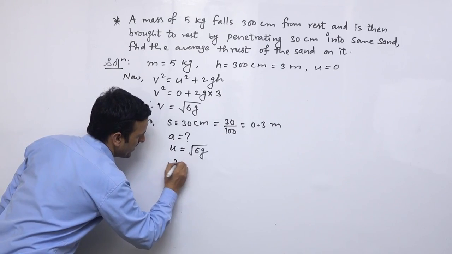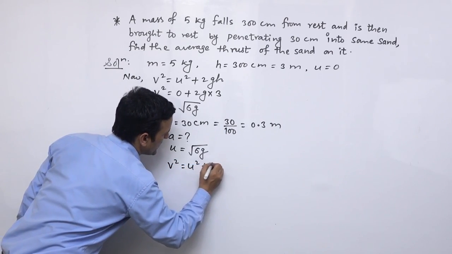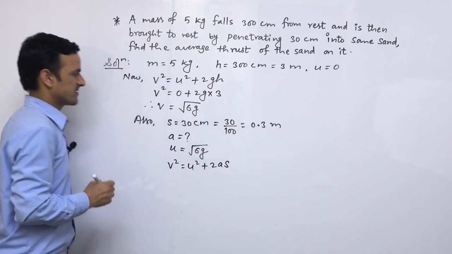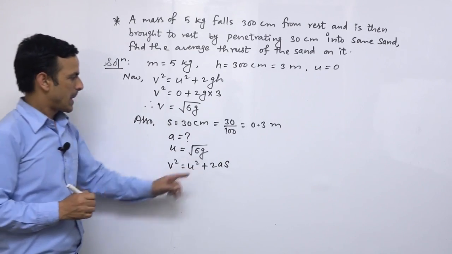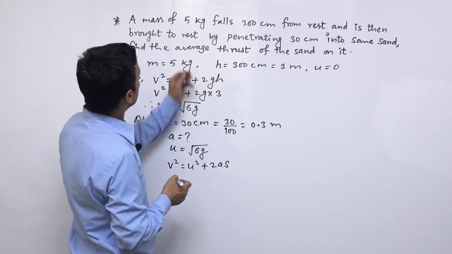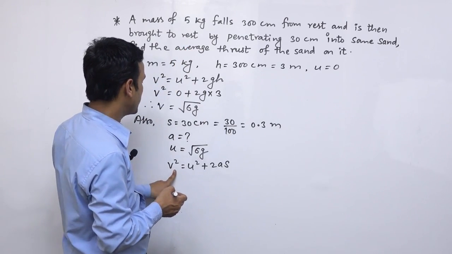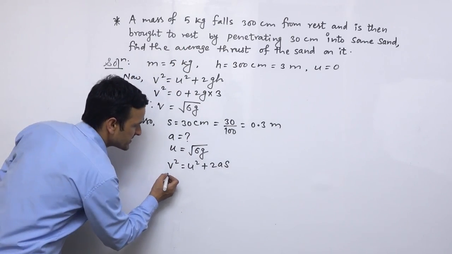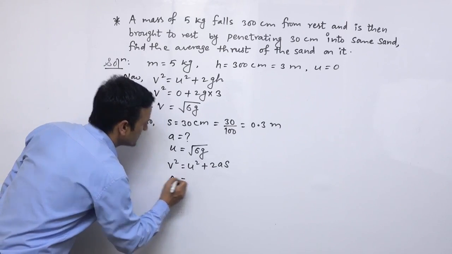Now we can use the formula. We have v square is equal to u square plus 2as. Now we can put the value. So finally it comes to rest, so v square is equal to 0.